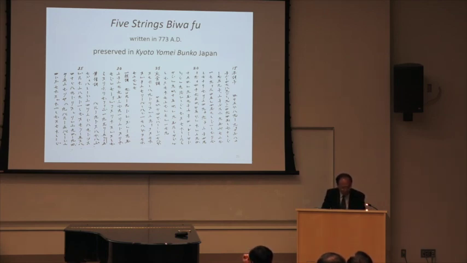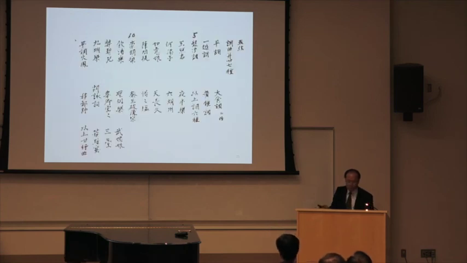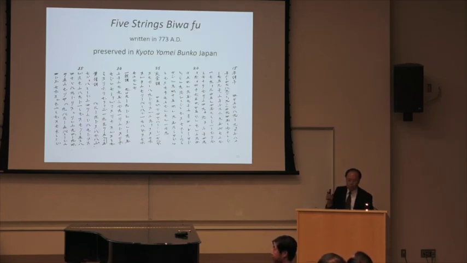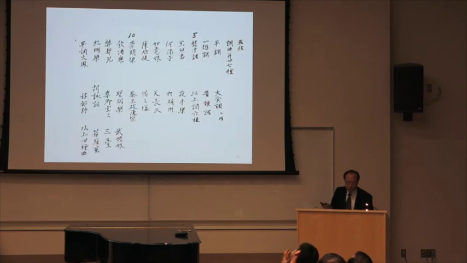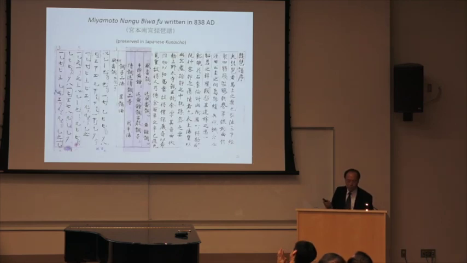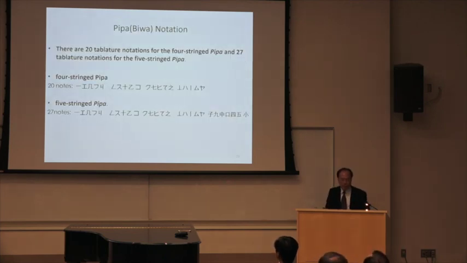There were several other similar pipa notations: the 5-string Biwafu, written in 773, preserved in Yomei Bunko, as well as 8th century notations for the straight-neck 5-string pipa. Miyamoto, this is the only 5-string pipa notation. This is a program of the notations. And the other is the 4-string pipa Miyamoto no Nangu Biwa, written in 838.